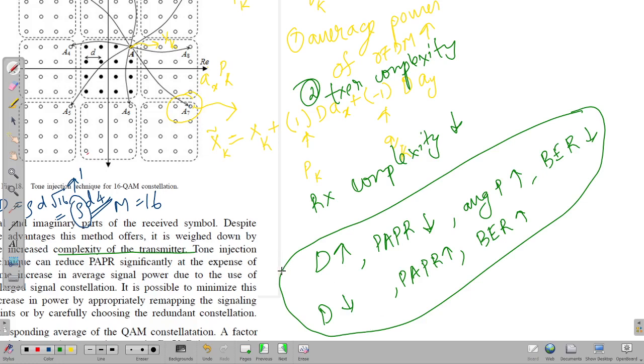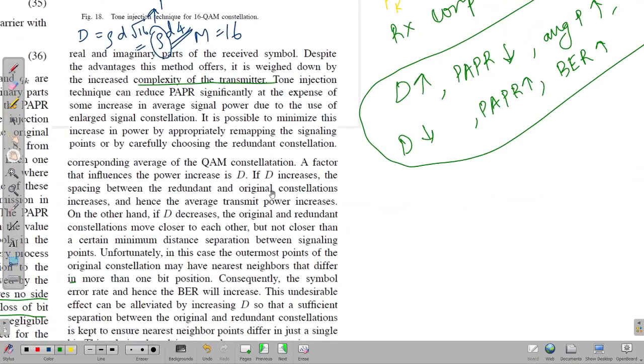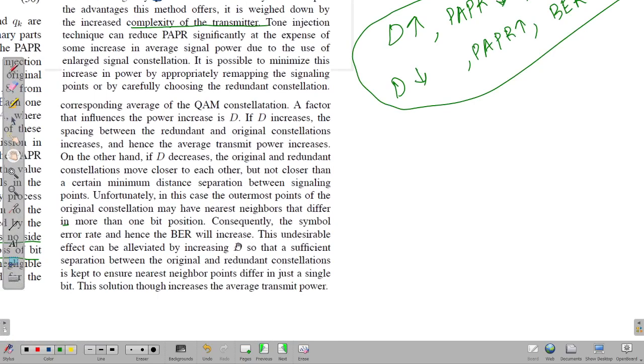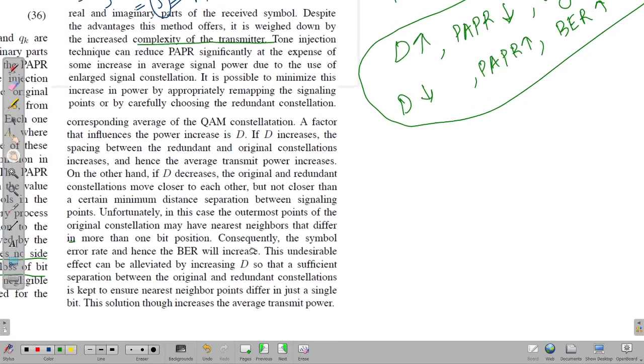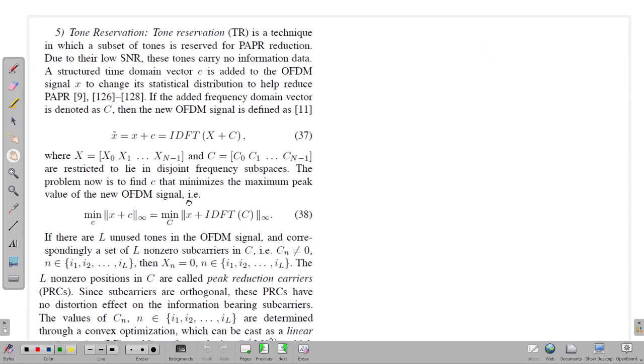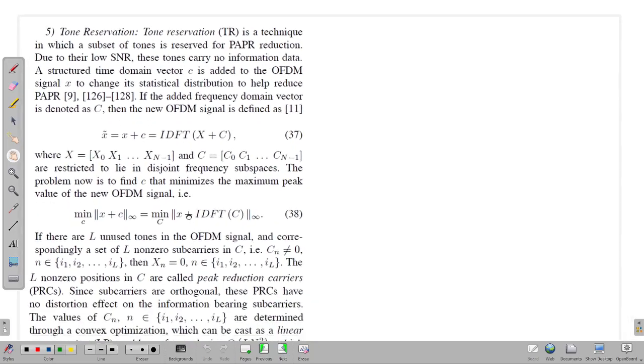So you must cleverly choose the value of D, based on how much PAPR you are able to tolerate and how much bit error rate you require, and things like that. So I hope the idea of tone injection is clear for you. We'll move on to the next topic, tone reservation.